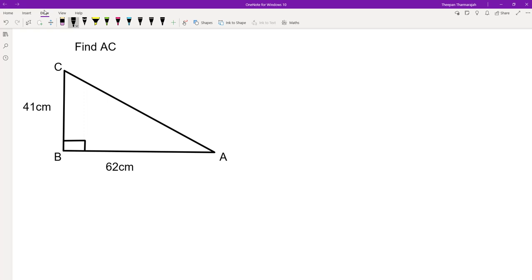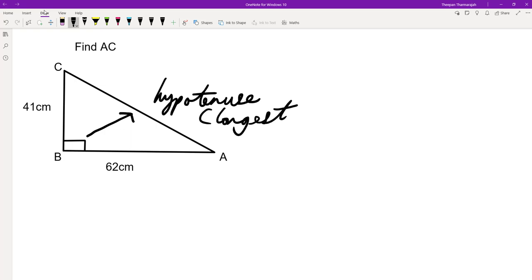Well, it's always going to be opposite the right angle. This is known as the hypotenuse. In other words, the hypotenuse is the longest side of a right angled triangle. So we call this the longest side, the longest side of a right angled triangle.